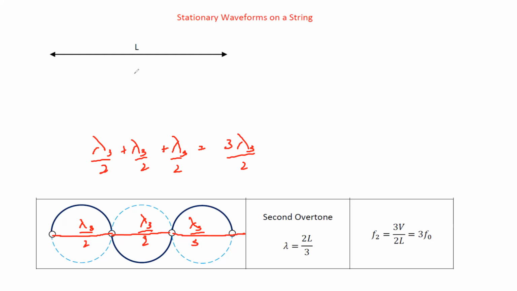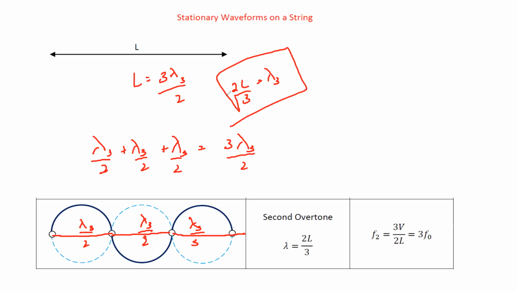So the length is equal to 3 lambda 3 by 2, and when we find the wavelength, 2 will be multiplied and 3 will be divided, so it will be 2L by 3 equals lambda 3. And we have the formula V equals F lambda, but because it is in three loops, we have frequency third and wavelength third, or V equals F3 lambda 3, where lambda 3 is equal to 2L by 3. So in place of lambda 3 I can write 2L by 3. This 3 is divided, on the other side it will be multiplied, and this 2 is divided, on the other side 2 is multiplied, 2L, on the other side it will be divided.